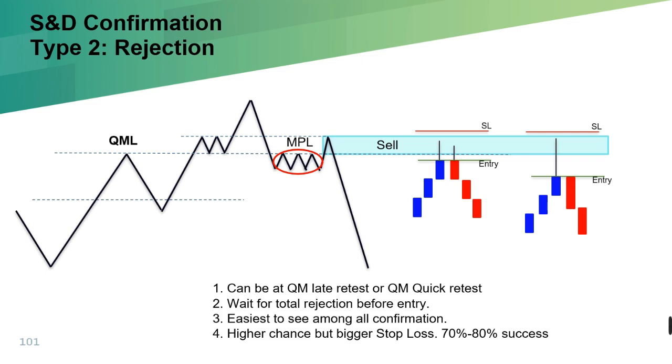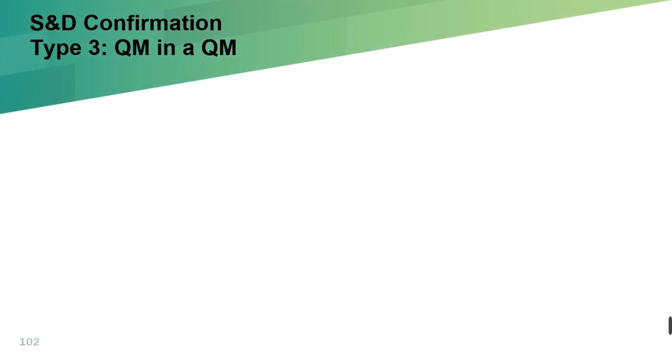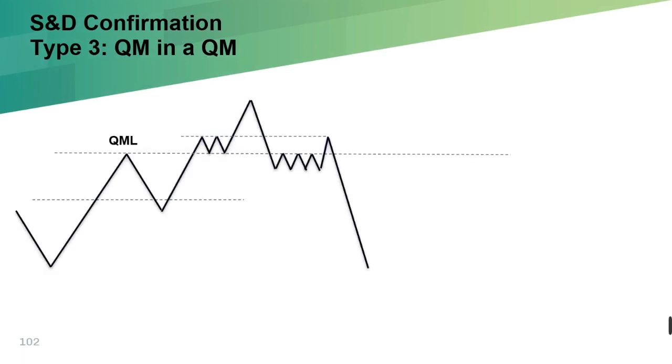All right. So next we go for type 3 of confirmation. And of course, this is my favorite. I let you know, I didn't put any star here, so this is my favorite confirmation. It's type 3, the QM in a QM, which means a Quasimodo level in a Quasimodo level. So what does it mean? Let's assume that we have a Quasimodo level over here. And then, of course, we know our entry zone and our MPL, our sell zone.